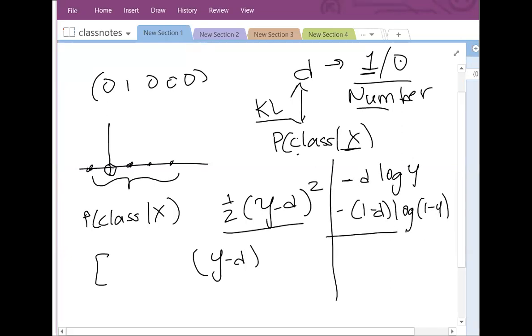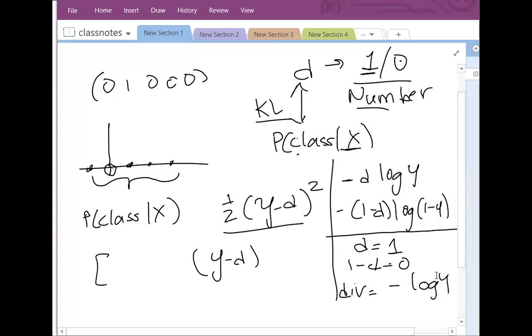You have two possibilities. The training instance is from the target class. If the training instance is from the target class, you have d equals 1, meaning 1 minus d equals 0. So the second term goes away, and the divergence is going to be simply minus log y.